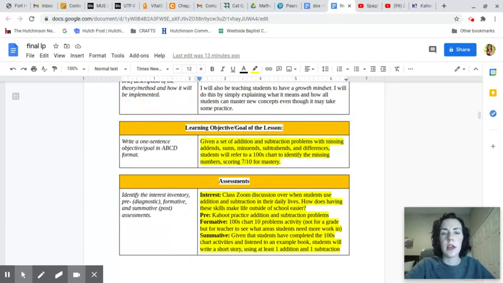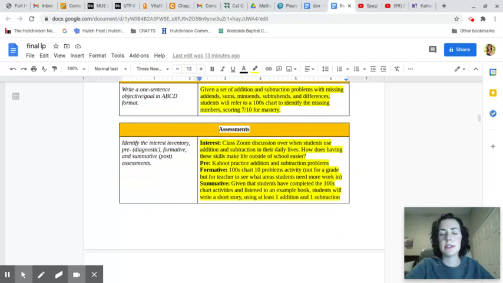So the objective, following Bloom's taxonomy here, would be: given a set of addition and subtraction problems with missing addends, sums, minuends, subtrahends, and differences, students will refer to a hundreds chart to identify the missing numbers, scoring 7 out of 10 for mastery. And to discuss that a little bit further, I have some assessments listed here.